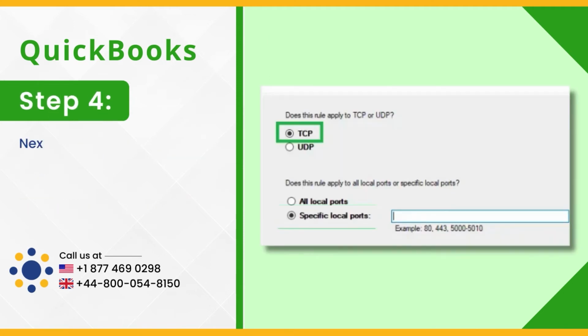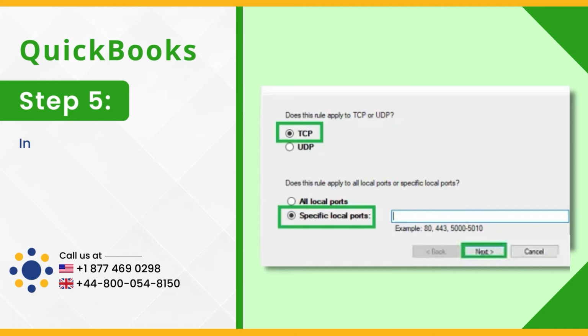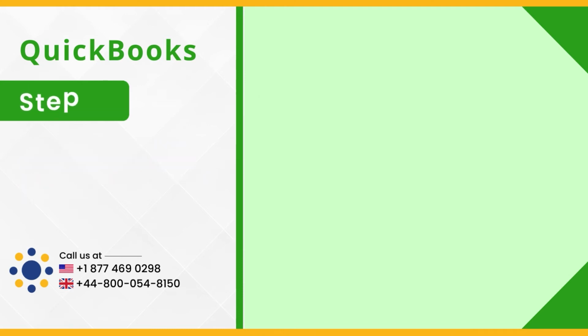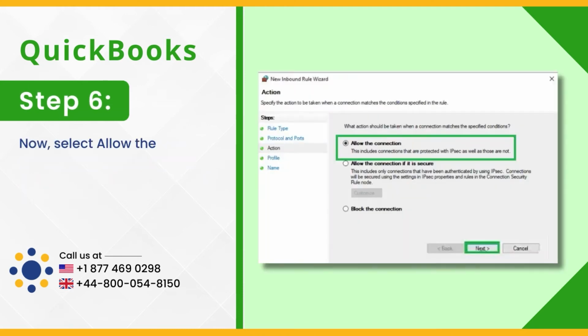Step 4. Next, in the Protocol and Ports tab, select TCP. Step 5. In the specific local ports, enter the ports required for your QuickBooks version and select Next. Step 6. Now, select Allow the connection and then Next.